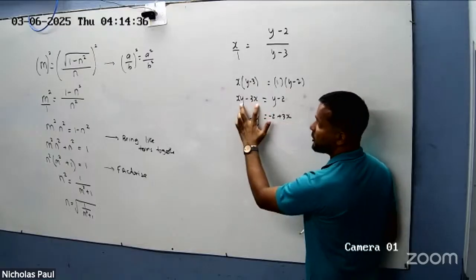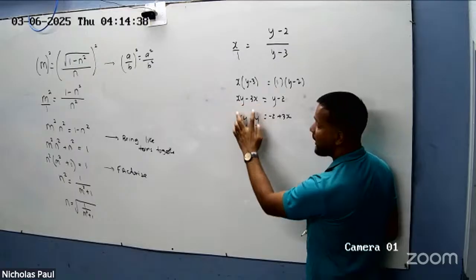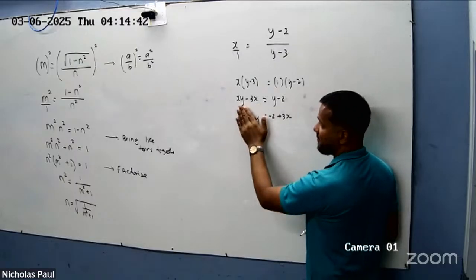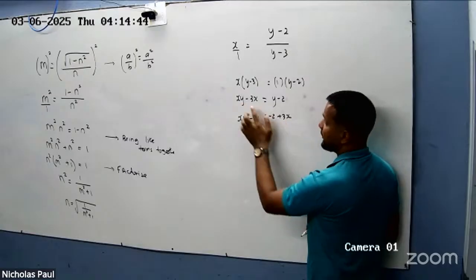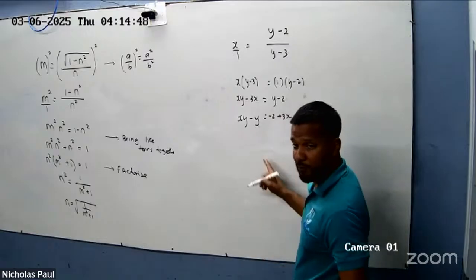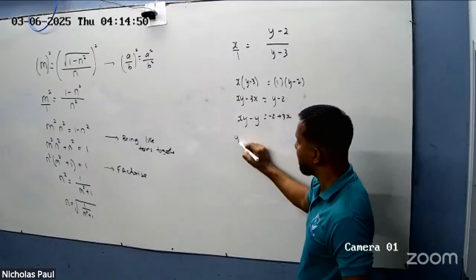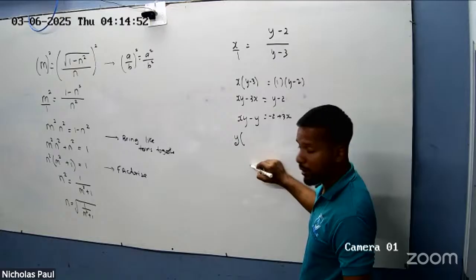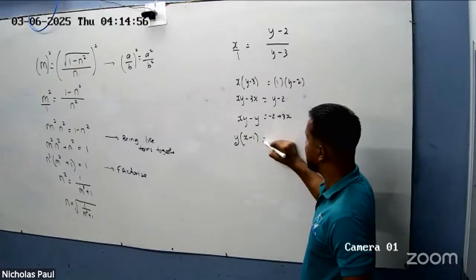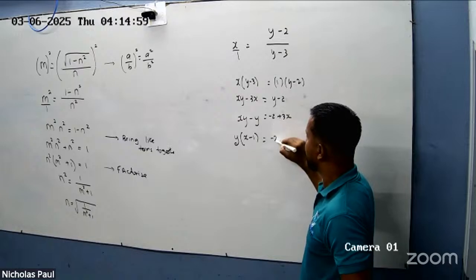I am not interested in making x the subject. I am interested in making y the subject. So everything with y here, everything without y here. So I move across minus and I get it. That's okay? Finish. Next step is what? Next step is to make y the subject of the formula. So that'll be y times x minus 1 is equal to minus 2 plus 3x.